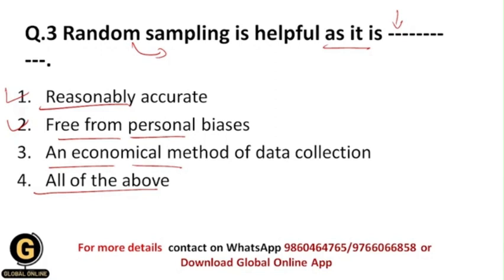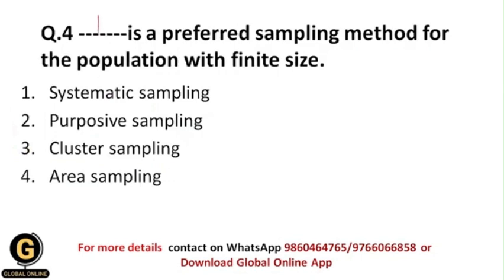And that's why this is the economical method of data collection. So this is again the helpful thing of it, and that's why your correct answer should be 4, that is all of the above, okay. Next, that dash is a preferred sampling method for the population with finite size. So from these sampling techniques, which is the preferred sampling technique for the population with finite size?